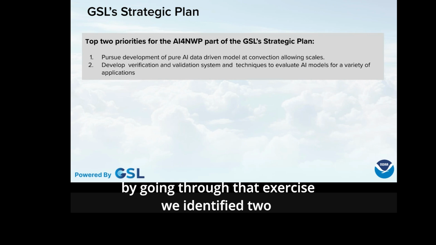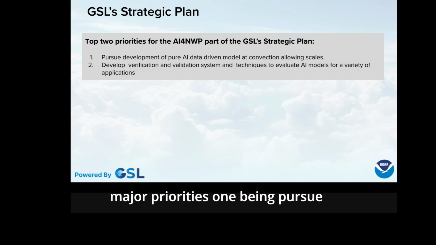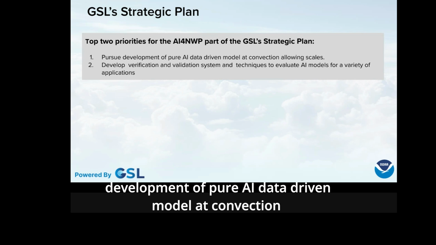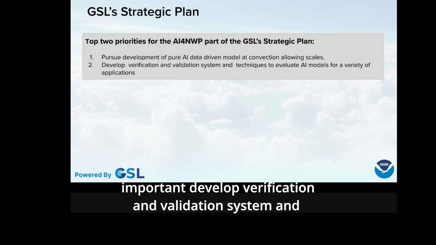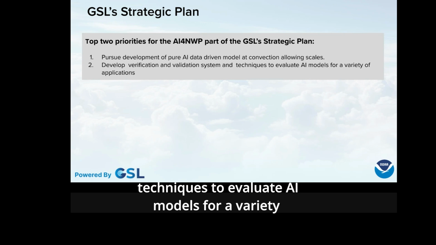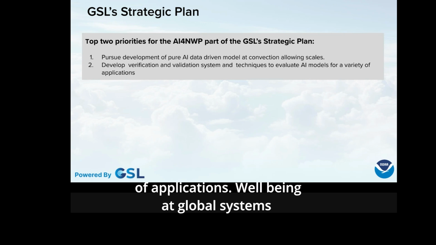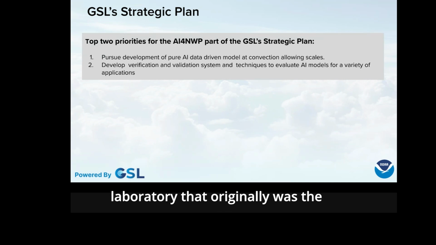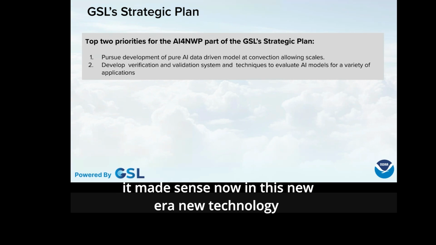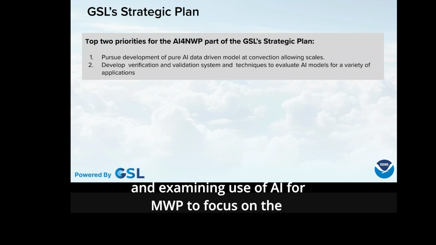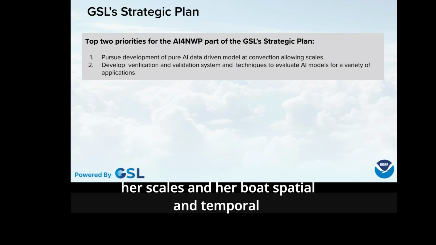By going through that exercise, we identified two major priorities, one being to pursue development of a pure AI data-driven model at convection allowing scales, and another one, equally important, to develop verification and validation systems and techniques to evaluate AI models for a variety of applications. Being at the Global Systems Laboratory, which was originally the developer of the High-Resolution Rapid Refresh model, it made sense in this new era, with new technology, and examining the use of AI for NWP, to focus on the HRRR scales, both spatial and temporal.